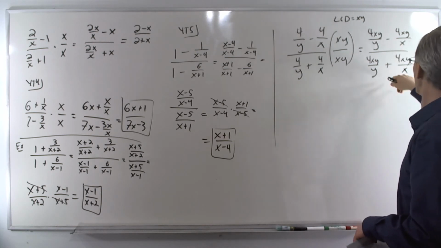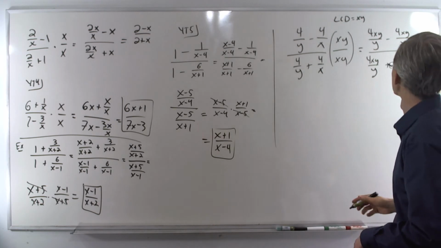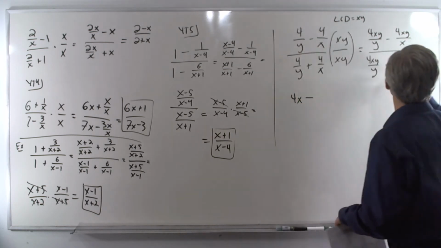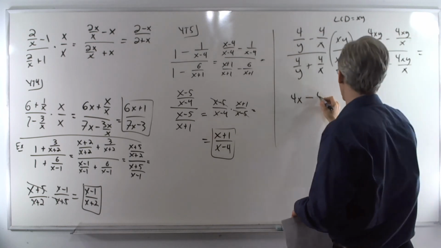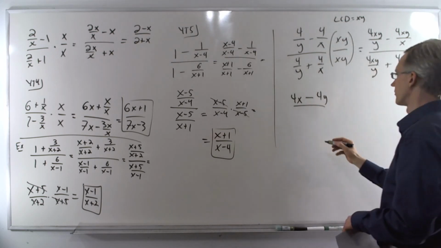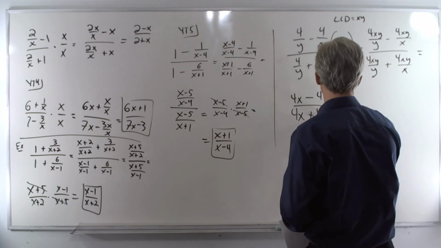All right, now we can do some cancellations here. Now we've got some matching variables. So here we have matching y's. So that turns into 4x minus, here we have matching x's. We'll cancel the x's, leaving 4y. And the bottom, the y's cancel, leaving 4x. And then the x's cancel, leaving 4y.